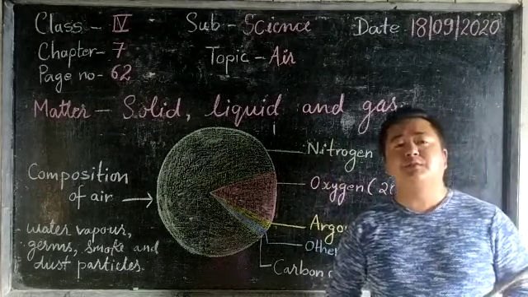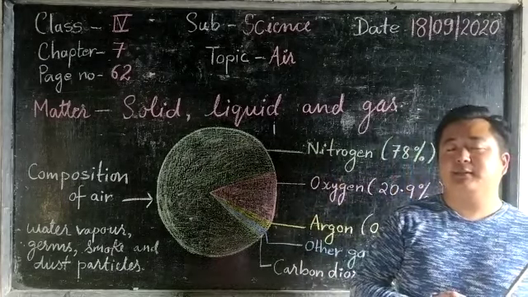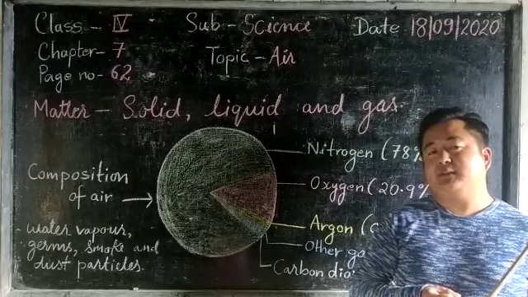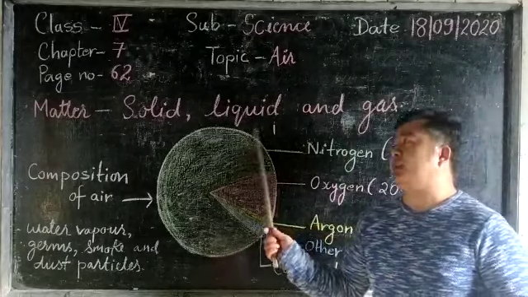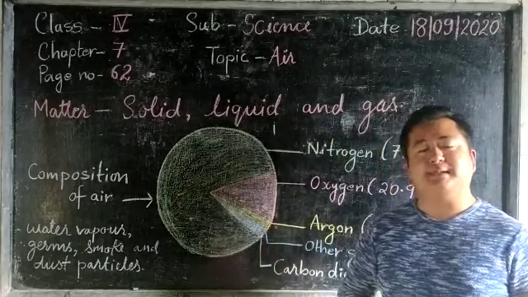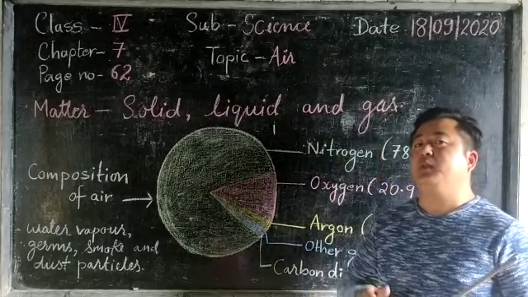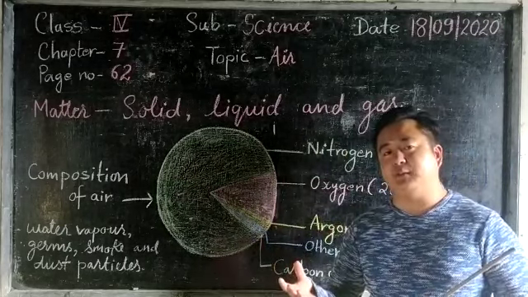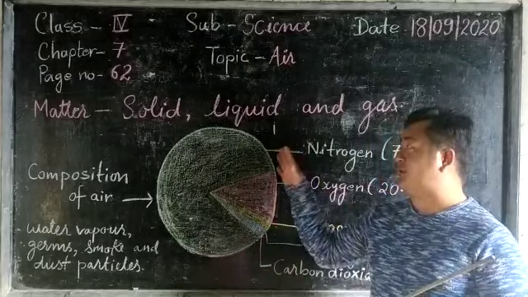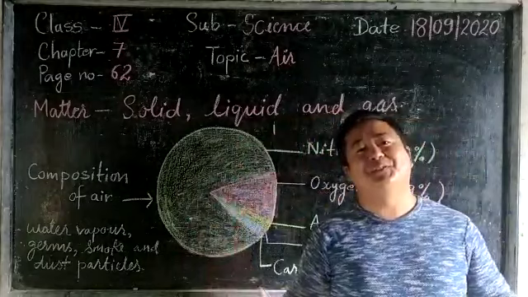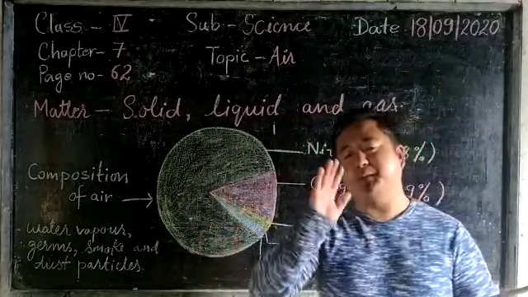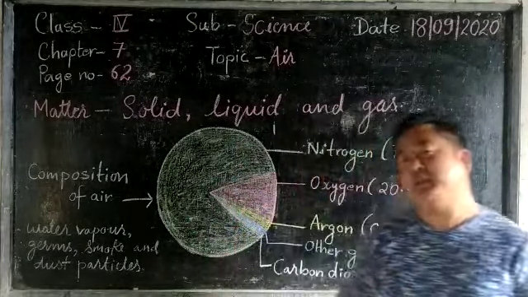Nitrogen is an odorless and colorless gas, and it does not support combustion. It is inflammable. So the good part is that because of nitrogen, our world is not in flames.